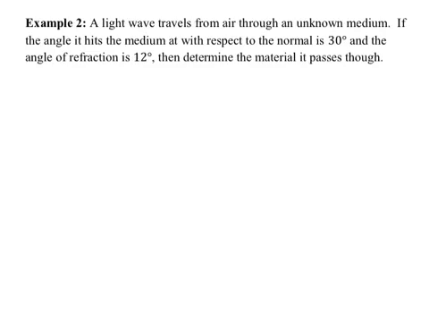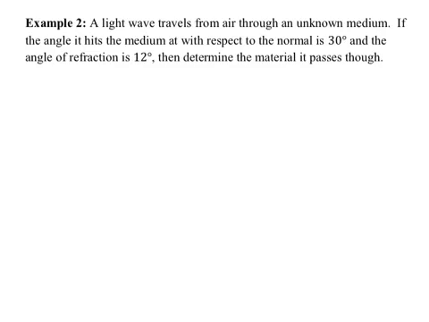Example 2 says a light wave travels from air through an unknown medium. If the angle it hits the medium at, with respect to the normal, is 30 degrees, and the angle of refraction is 12 degrees, then determine the material it passes through. So in this problem, we're going to try and determine really what the N value is, Nr specifically, of the material. So we can then compare it to our table of values and figure out what material it actually turns out to be.